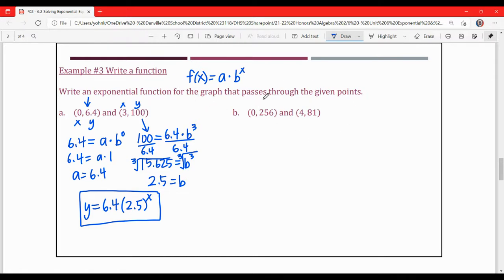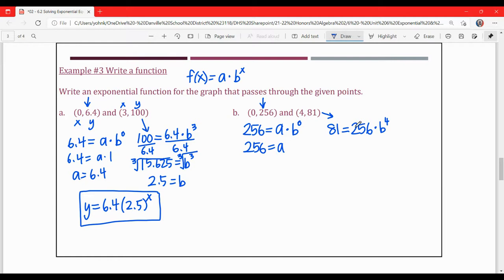Okay, if we look at letter B, again, we're going to start with the equation that has a 0 in the x. So we're going to say y, which is 256, equals a times b to the x, which is 0. B to the 0 is 1, so my a value is 256. Then I'm going to use my second ordered pair. My y is 81 equals my a, which is 256, times b, and my x value is 4.